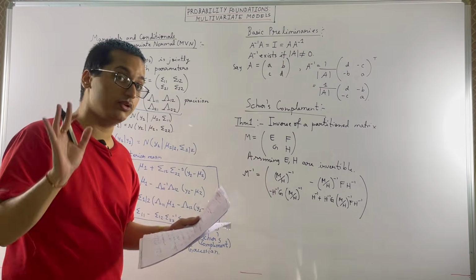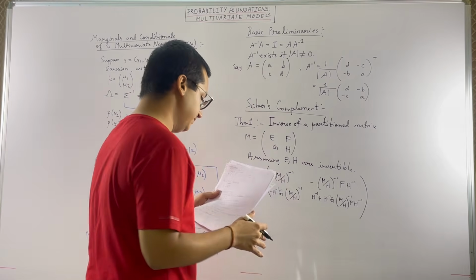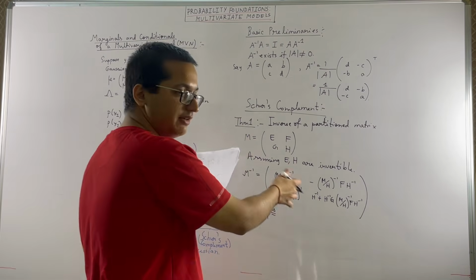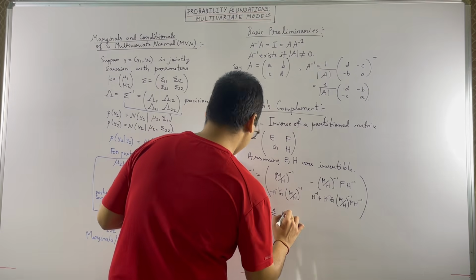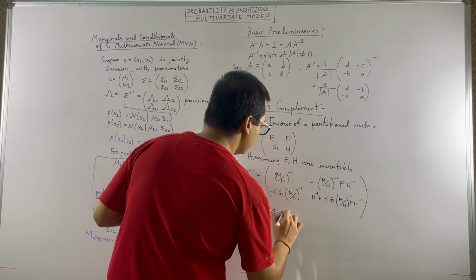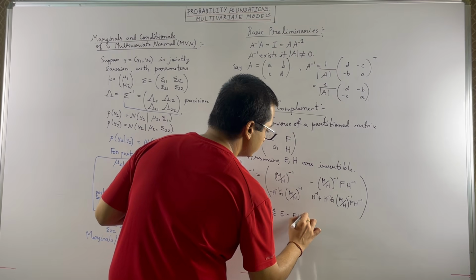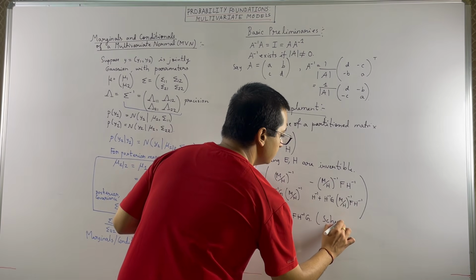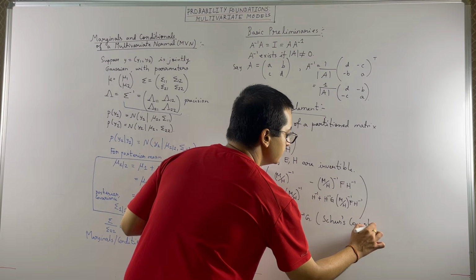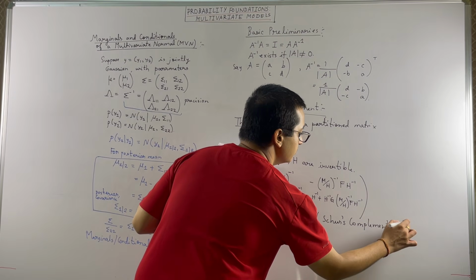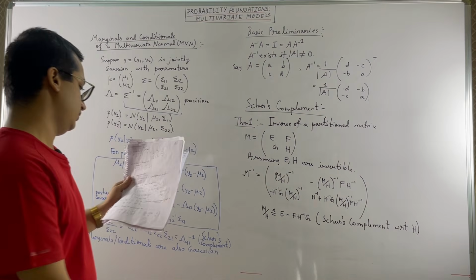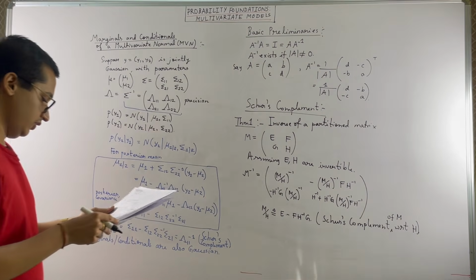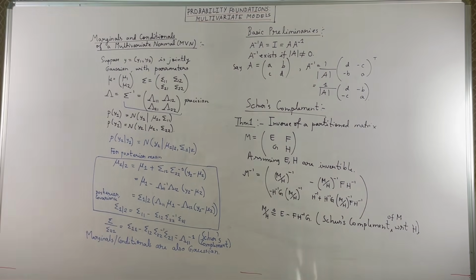You don't have to memorize it. Don't get scared of this. We will unfold everything, okay? So be with me. And this M by H term, which we will calculate, we will find that it comes out as E minus F H inverse G, all right? And this is the Schur's complement of M with respect to H. All right. So let's do the working out of the proof.